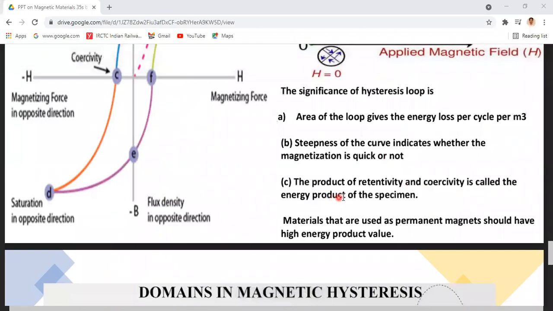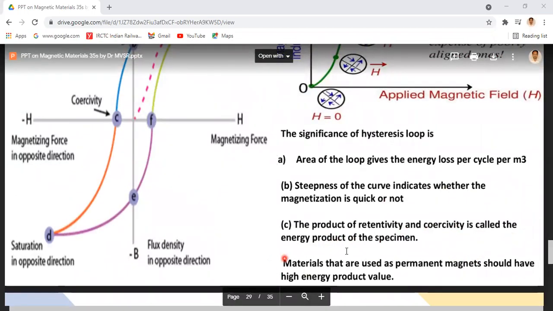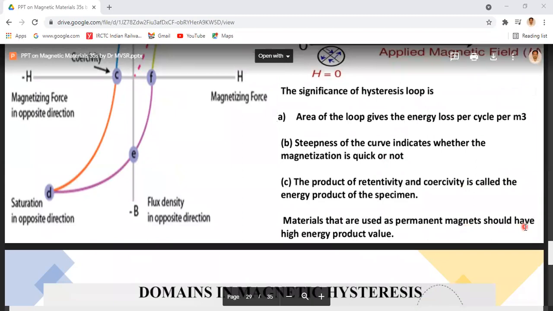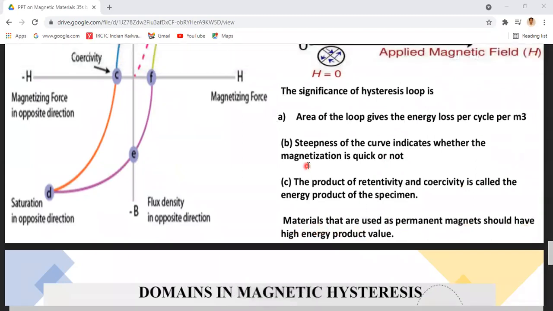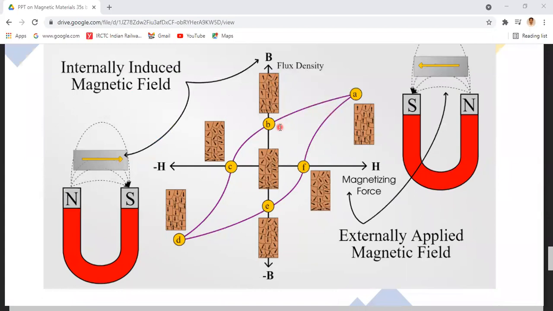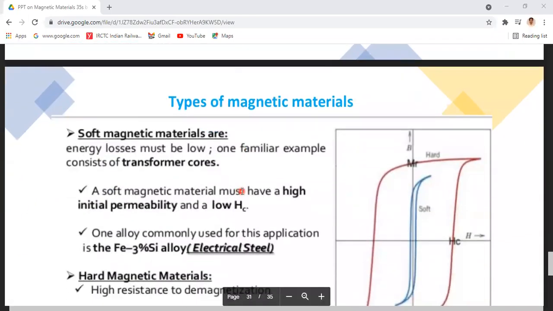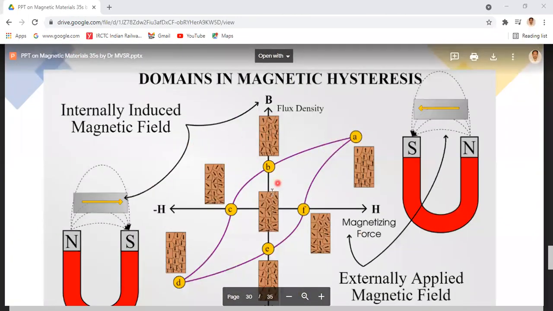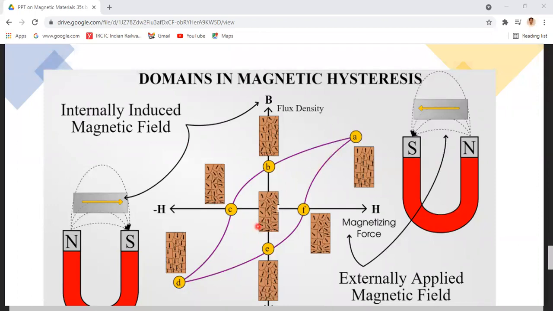Next, last point, the product of retentivity and coercivity is called the energy product of the specimen. Materials that are used as permanent magnets should have a high energy product value. Based upon the area occupied by this hysteresis loop, magnetic materials are divided into two types, soft magnetic materials and hard magnetic materials. In soft magnetic materials, the energy loss and the area occupied by this hysteresis loop is small, whereas in hard magnetic materials, the energy loss and the area occupied by this hysteresis loop is large.